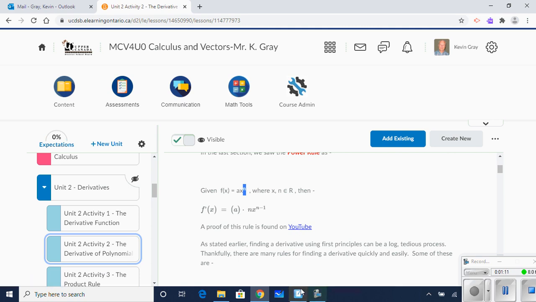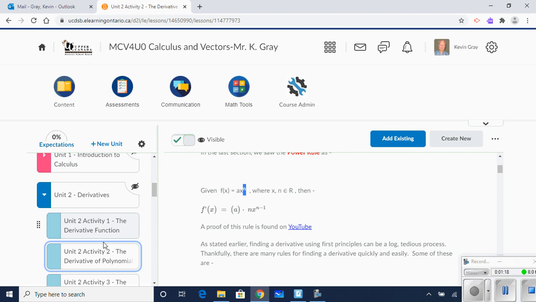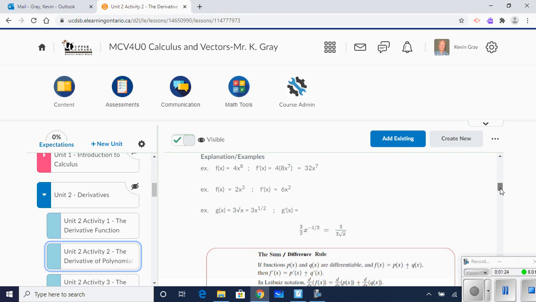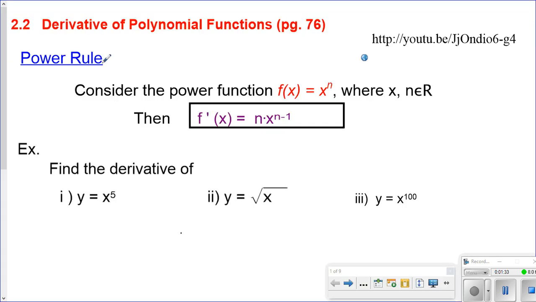Okay, so we're going to get into the Smart Notebook lesson. Remember that you can find those lessons down here. It covers Unit 2, Activity 2 today. So if you'd like to come back and refer to my Smart Notebook file that we'll do in a second, or the D2L class, feel free to do that. Okay, let's get started on the full lesson here today.